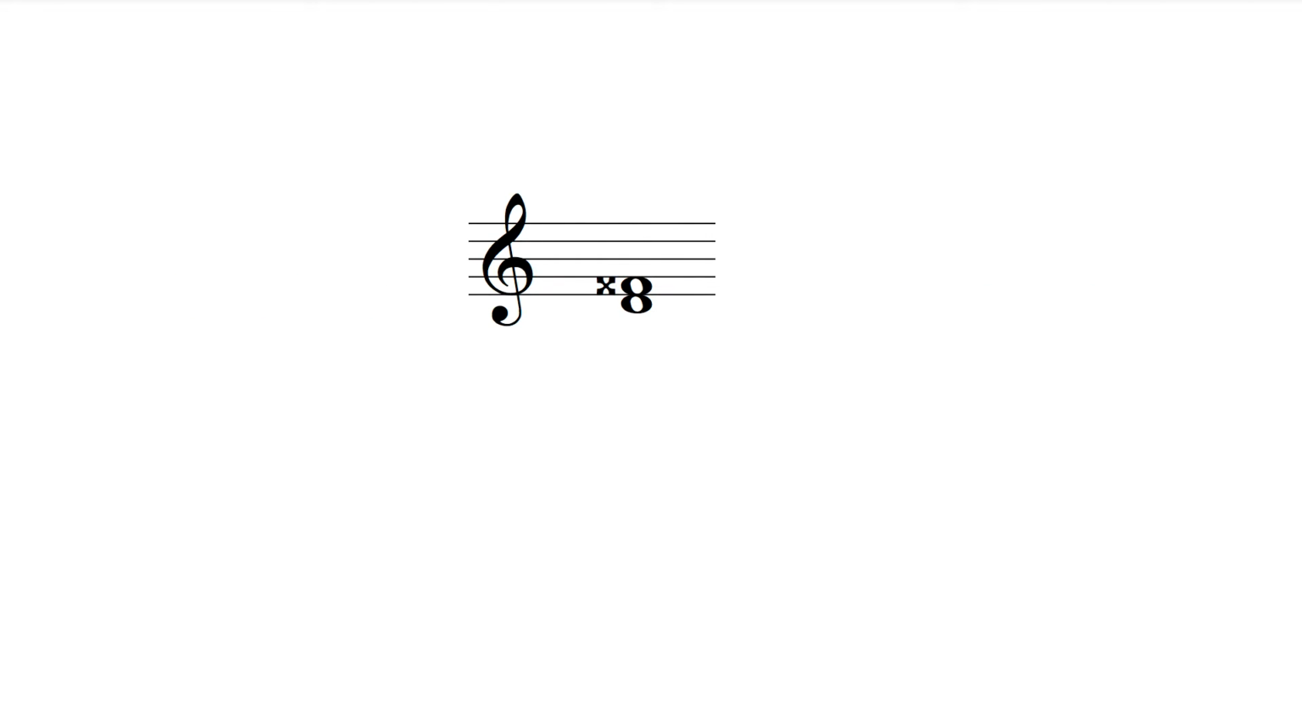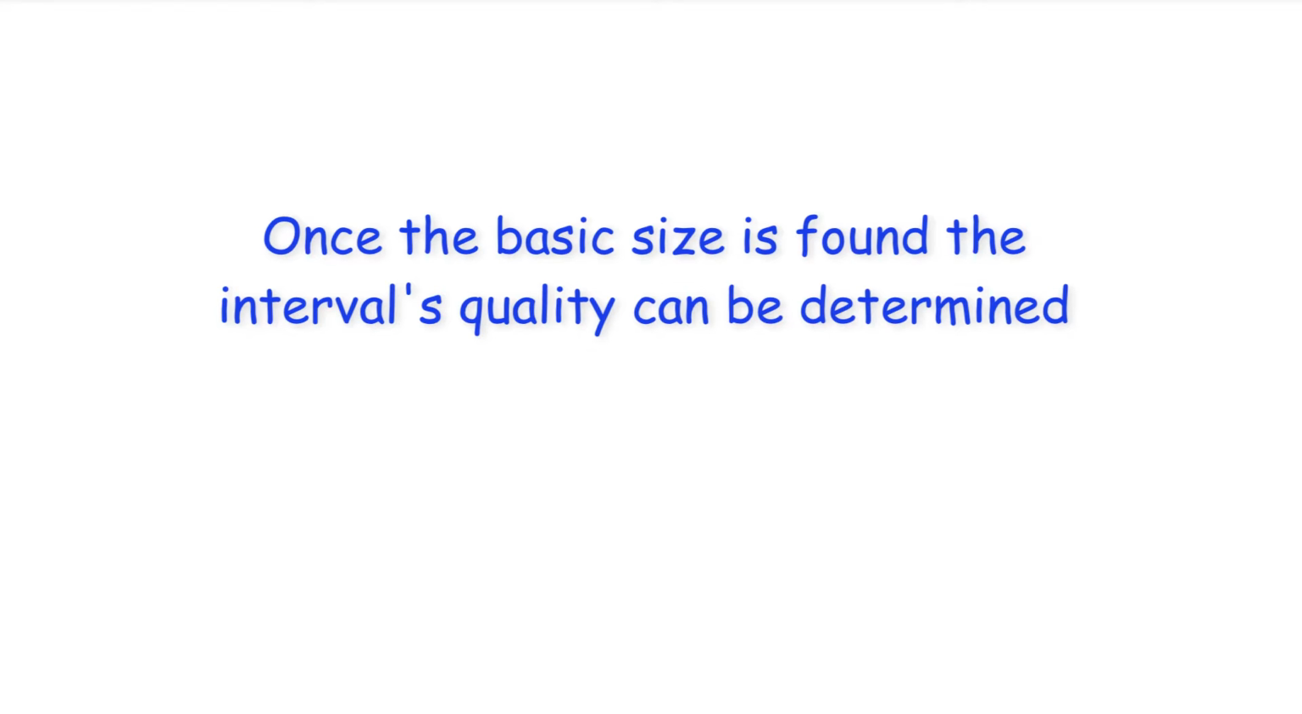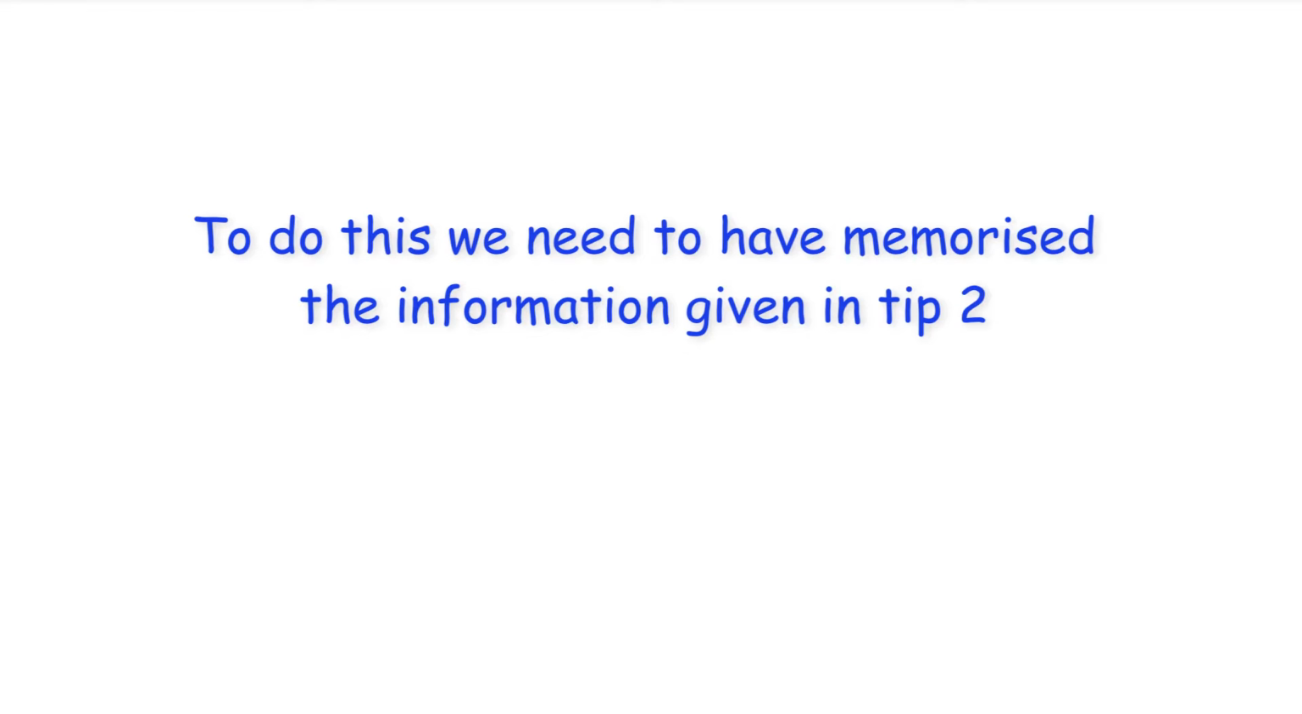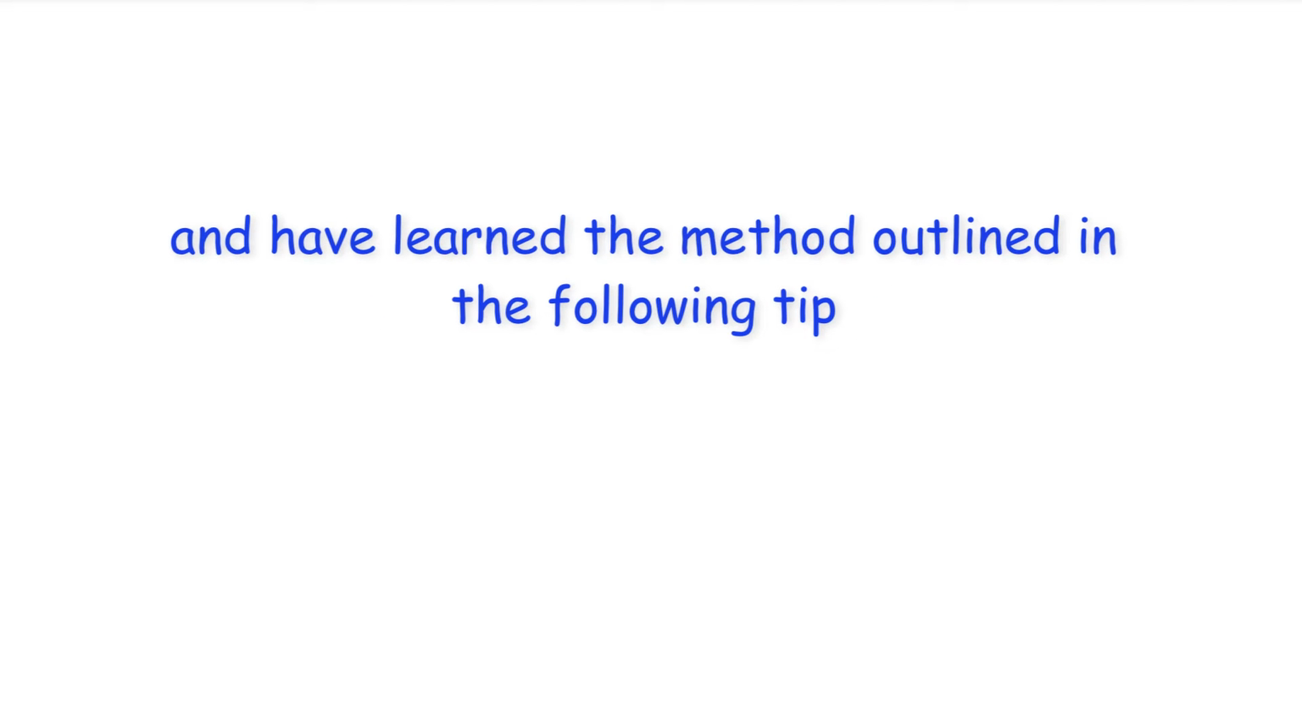For example, here, although the F double sharp is enharmonically equivalent to G, the interval is some kind of third, as the 2 notes are a third apart. To label this interval as a perfect fourth from D to G would be incorrect, as the interval is written between the notes D and F, and the basic size of the interval is a third. Once the basic size is found, the interval's quality can be determined. To do this, we need to have memorized the information given in tip 2 and have learned the method outlined in the following tip.